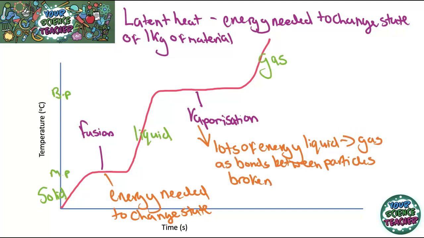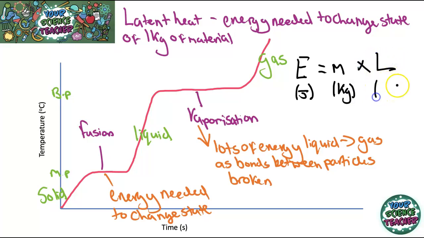Now, we can actually quantifiably calculate how much energy is needed to change state for the latent heat of fusion or the latent heat of vaporization. And that formula is energy, which is obviously measured in joules, equals the mass, which is measured in kilograms, times by the latent heat of vaporization or fusion, which is measured in joules per kilogram. And remember that the latent heat of vaporization is always a lot larger because lots of energy is needed to break the bonds between the particles, and fusion is often a little bit smaller.